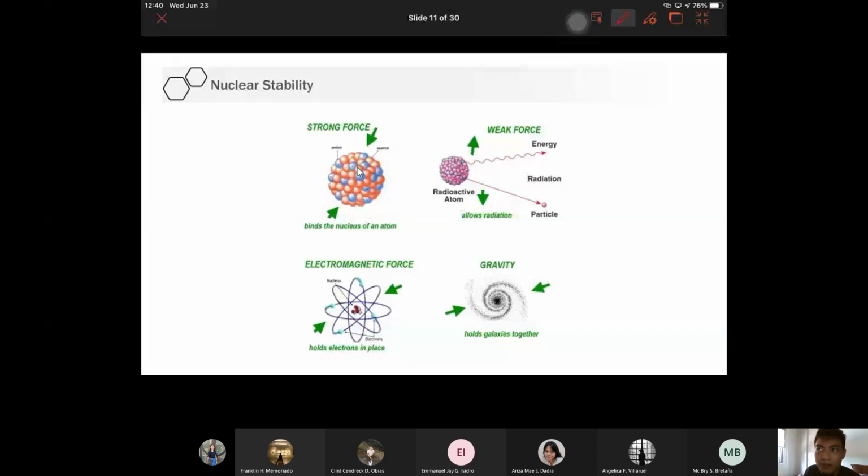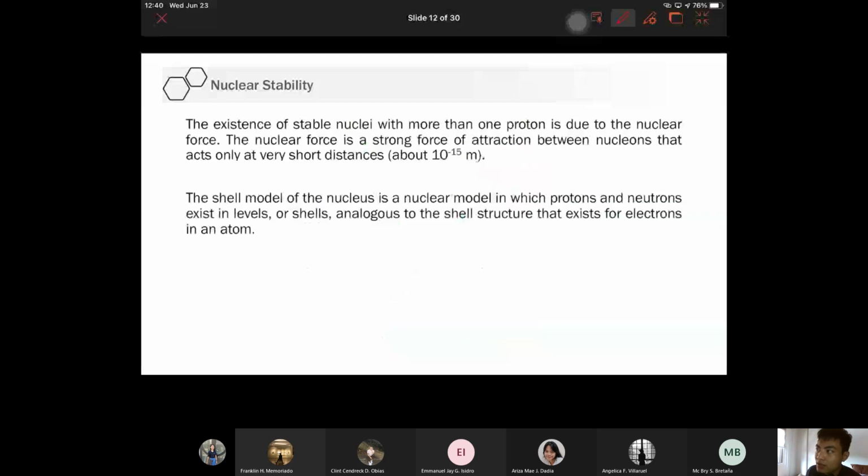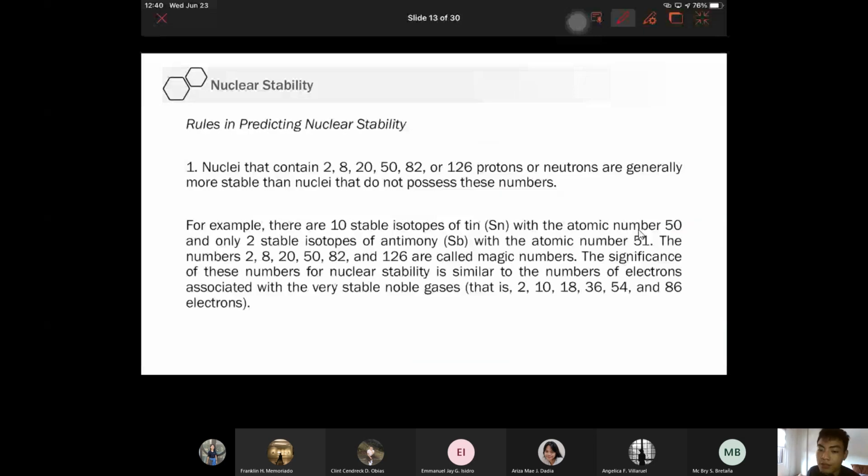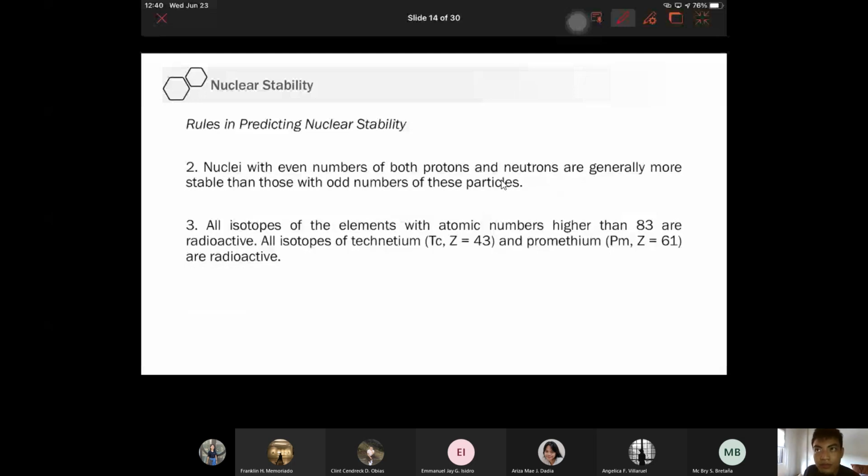Okay? That means when there are too many protons, the atom becomes radioactive. The rubber band can no longer hold. No? So it just spews out other particles. So it has undergone radioactive decay. Okay? How do you know if it is stable? Well, we have the magic numbers. If your proton or neutron has those numbers, it means it's stable. We have the even proton and neutron numbers. If they are even, most likely they are stable. Okay? And if your atomic number is greater than 83, it's unstable.